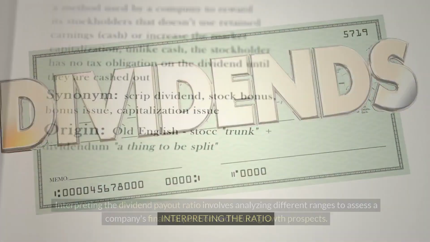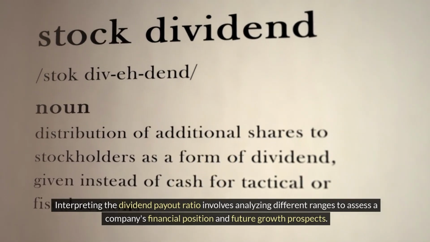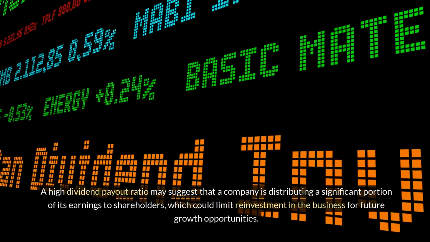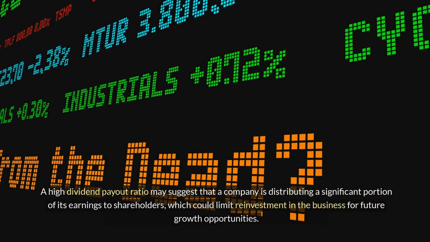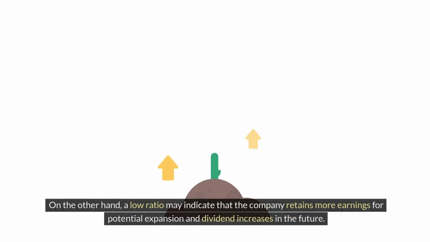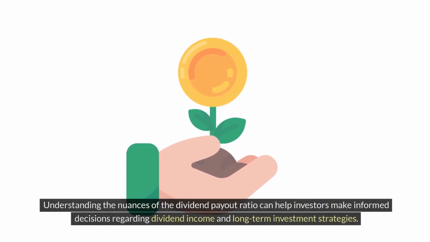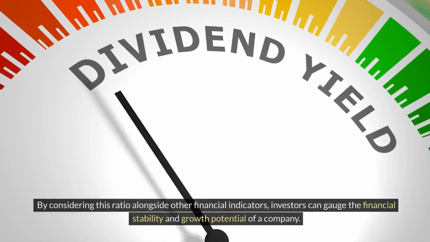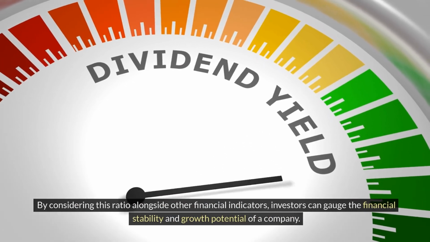Interpreting the ratio. Interpreting the dividend payout ratio involves analyzing different ranges to assess a company's financial position and future growth prospects. A high dividend payout ratio may suggest that a company is distributing a significant portion of its earnings to shareholders, which could limit reinvestment in the business for future growth opportunities. On the other hand, a low ratio may indicate that the company retains more earnings for potential expansion and dividend increases in the future. Understanding the nuances of the dividend payout ratio can help investors make informed decisions regarding dividend income and long-term investment strategies. By considering this ratio alongside other financial indicators, investors can gauge the financial stability and growth potential of a company.